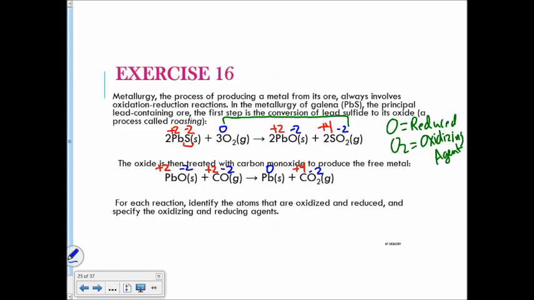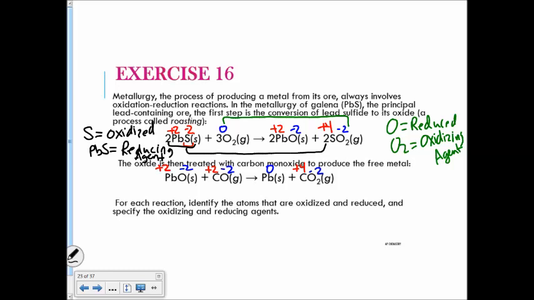And looking, who is the other one up there changing charge? The sulfur goes from -2 to +4. The lead's not changing charge, so it's not really participating in the redox. So the sulfur is being oxidized, but the PbS is going to be the reducing agent. So the entire compound is considered the agent.